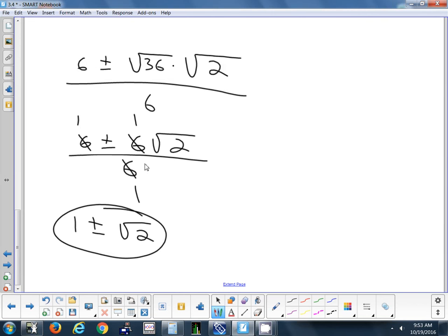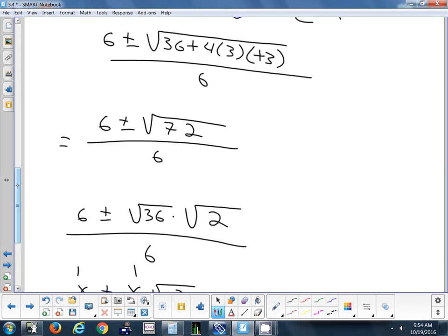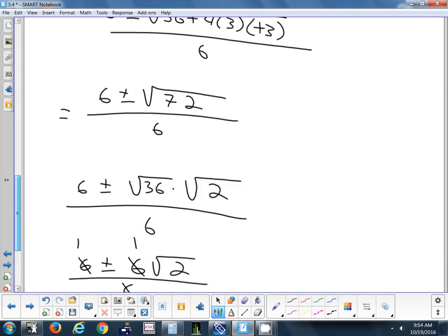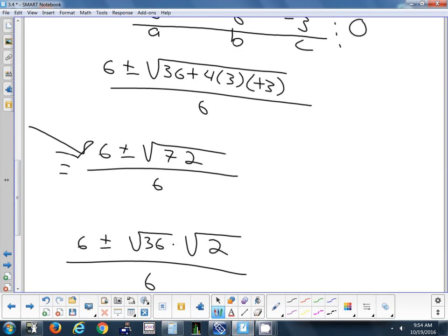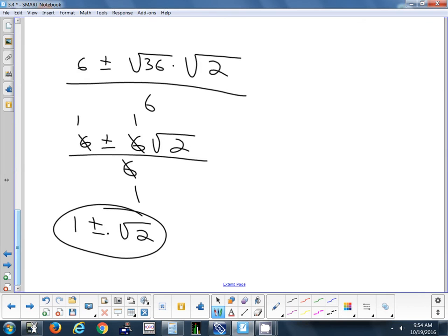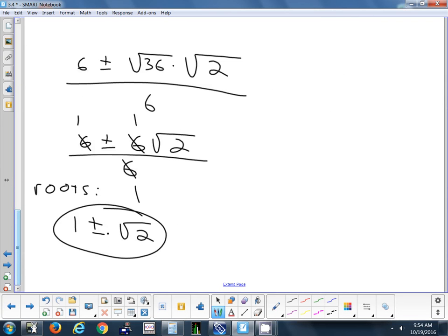That you couldn't get on the calculator. You could get a decimal, but the calculator can't give you this. Okay? So that's why you have to know how to do the quadratic formula. If it's a multiple choice question and you get this as an answer, just make sure you know how to reduce it, because I would not have this as a choice on the test. I would have this. Okay, so that's 2 of my roots, and what was my other root? 2/3. Okay, so three roots.